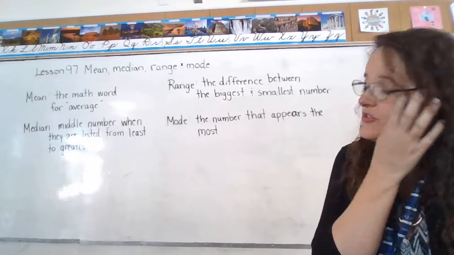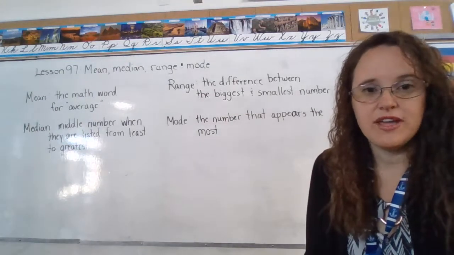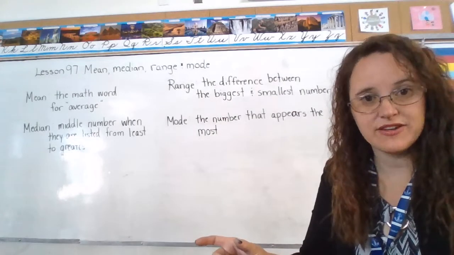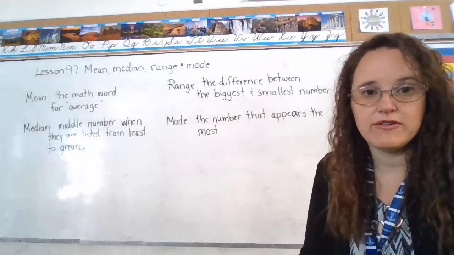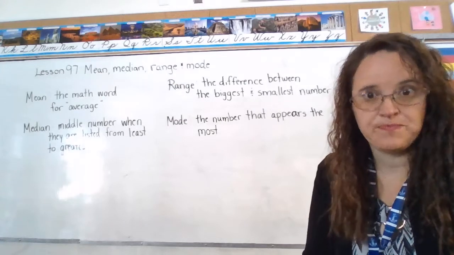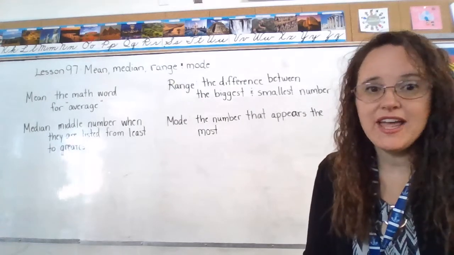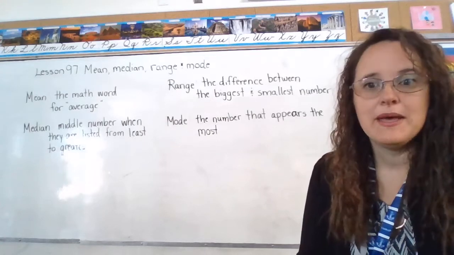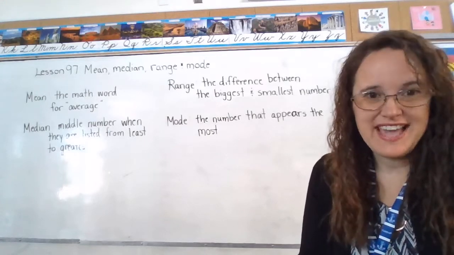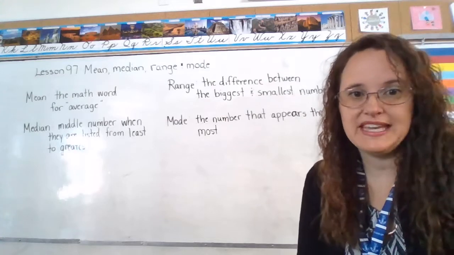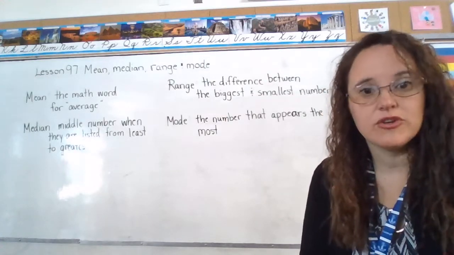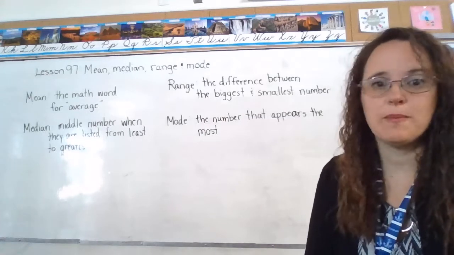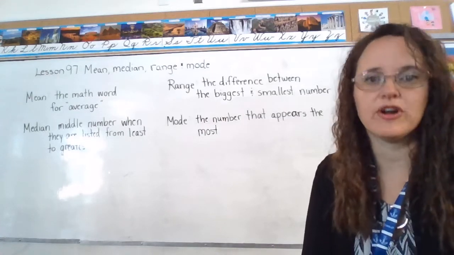So yesterday, our lesson was on finding the average. Remember, we would add a set of numbers together, and then we would divide it by however many numbers we added. Mean, not, oh, you're such a meanie, but mean in math means to find the average. So if they say find the mean of this set of numbers, you're going to find the average. You're going to add them, and then you're going to divide. So mean is a math word for average.